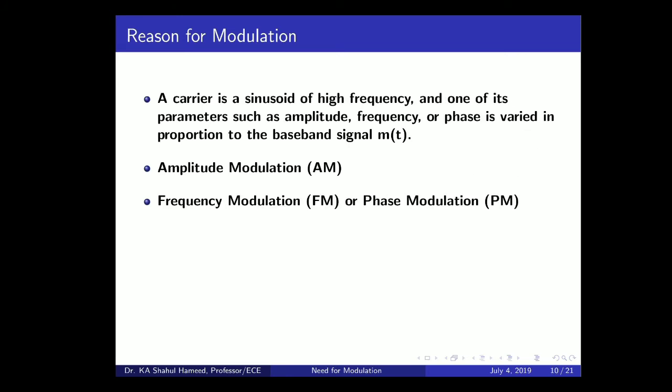Generally, the carrier signal will always be a sinusoidal signal with high frequency. One of its parameters, such as amplitude, frequency or phase, is varied in accordance with the baseband signal m(t). Depending upon the parameter, we can classify the modulation into amplitude modulation, frequency modulation or phase modulation. In amplitude modulation, the amplitude of the carrier signal is varied in accordance with the message amplitude. In frequency modulation, the frequency of the carrier signal is varied in accordance with the message amplitude. Frequency modulation and phase modulation are almost the same, depending upon the situation.